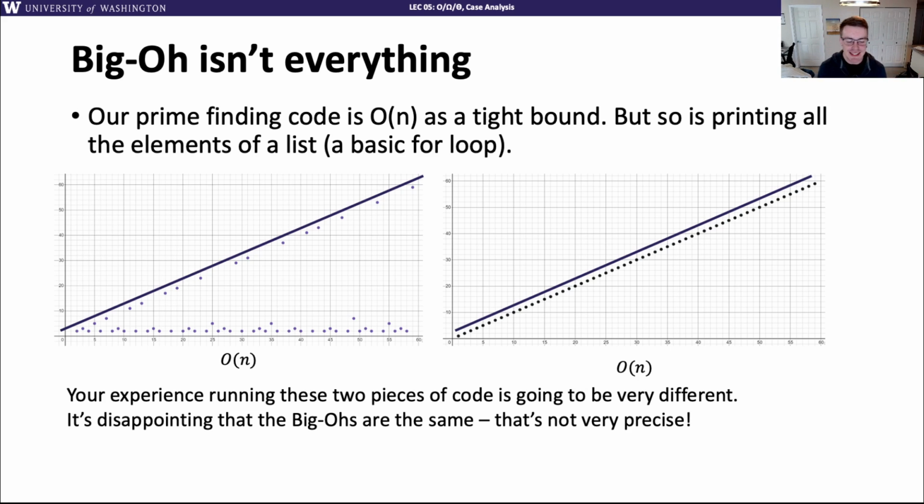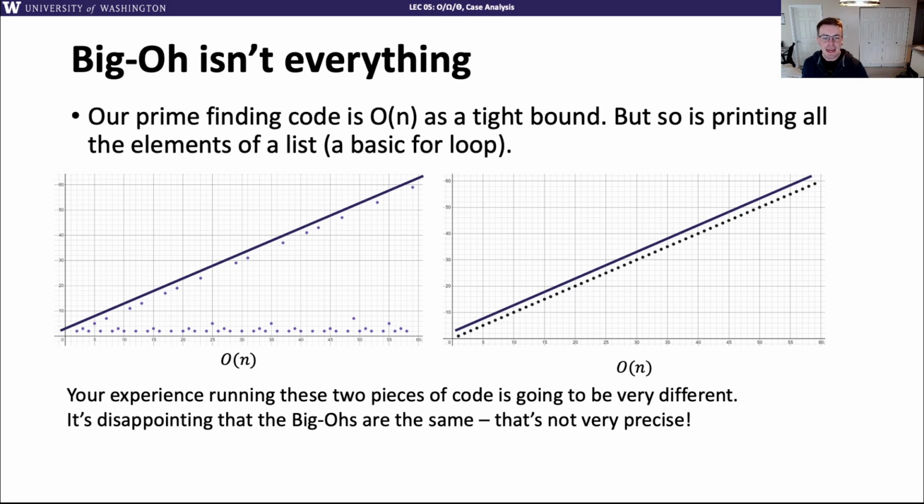But it's a bit unsatisfying because this function is definitely a lot better than O of n a lot of the time. A lot of the time, it's close to constant time. Consider another example, like printing all the elements in a list. That's going to take n time if there are n elements in the list, because you have to loop through all of them. These two functions behave very differently, but they have the same big O. And in fact, both of those big O's are tight bounds. So it's a bit disappointing that the big O is the same here. That goes to the fact that big O is not precise. It loses a lot of constant and low-level details.